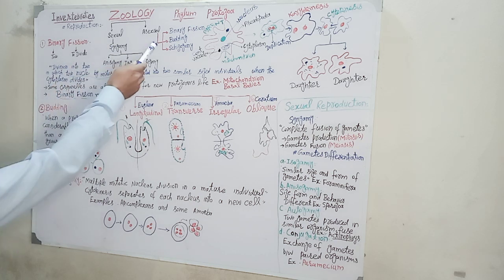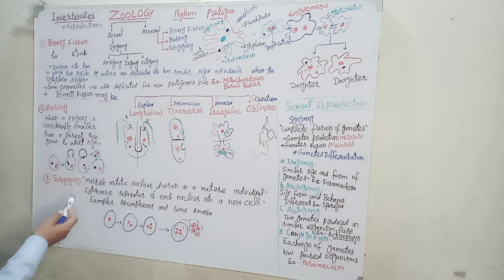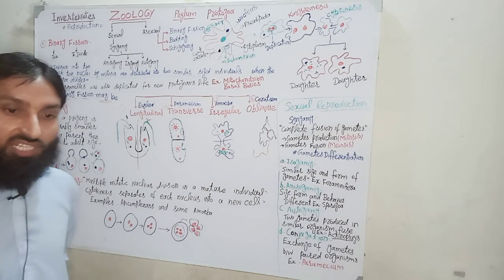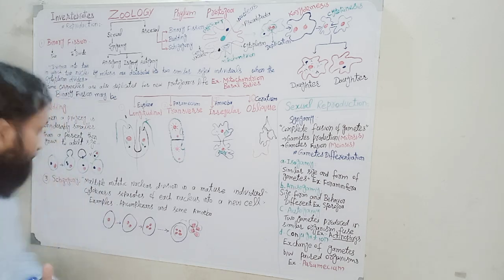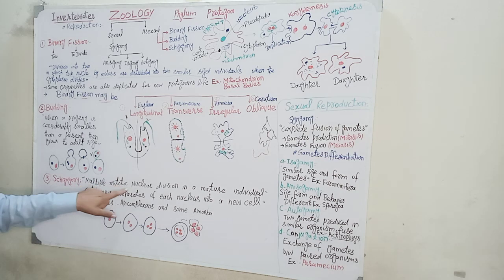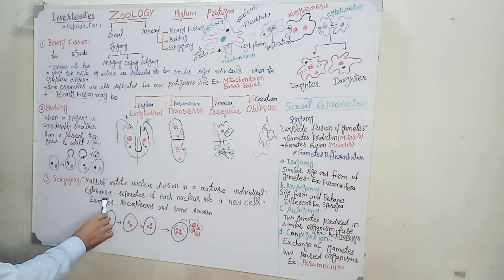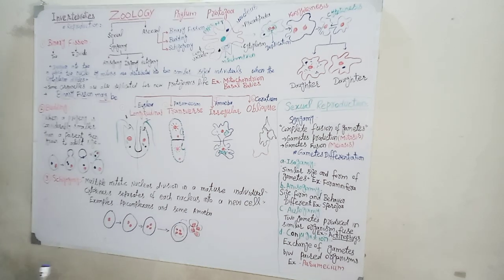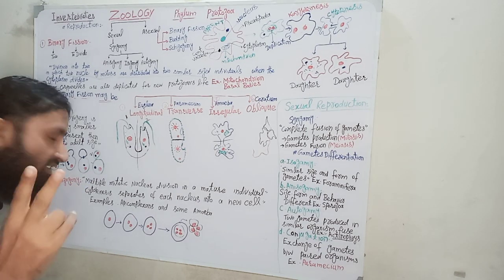We now discuss the third kind of asexual reproduction in phylum Protozoa, that is schizogony. The term schizogony is derived from the Greek word schizene. Schizene means to split. Multiple mitotic nuclear division in a mature individual. Cytokinesis separates each nucleus into a new cell. Now you can see here we are discussing two concepts.